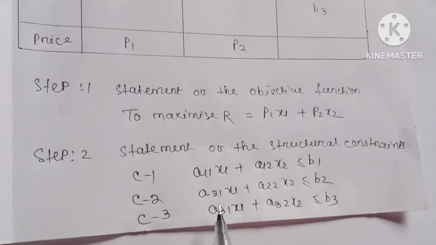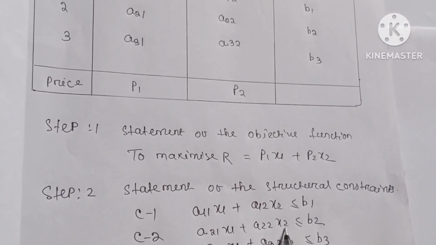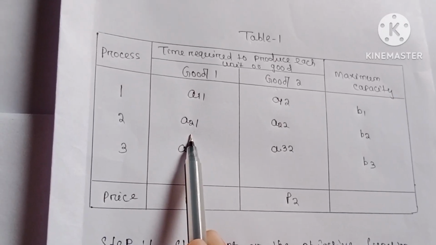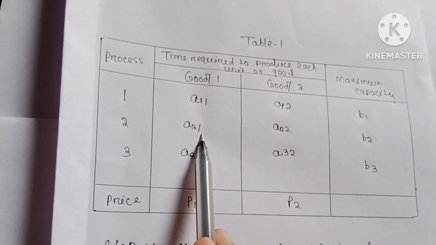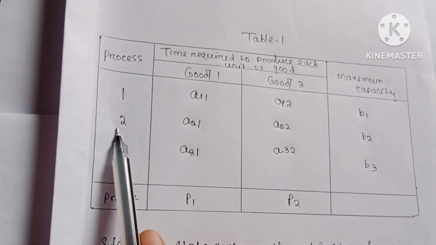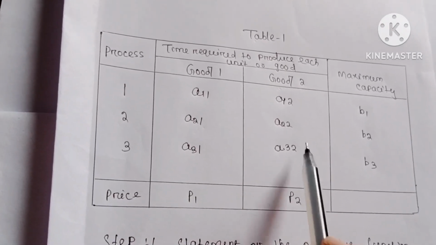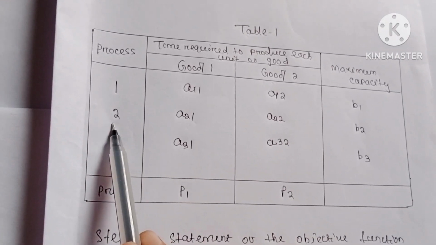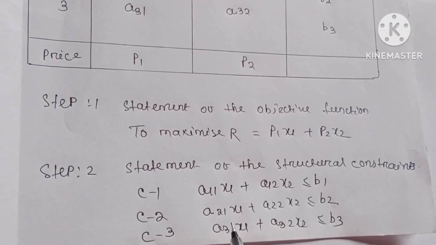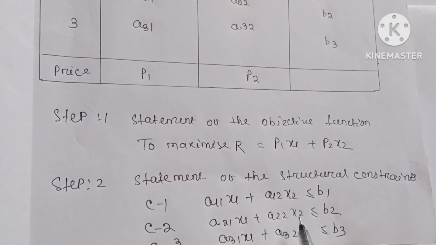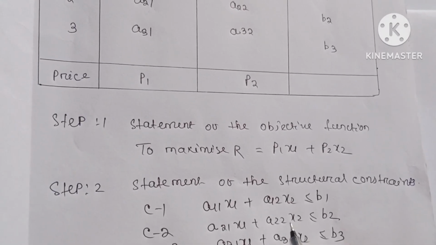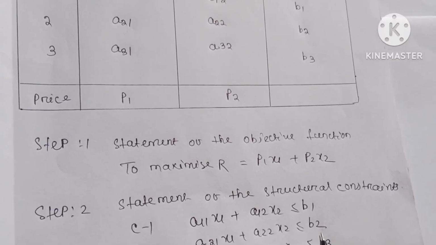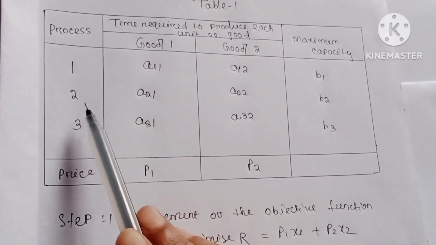Then the next constraint will become a21x1 plus a22x2, and it should be less than or equal to b2. Here a21 represents the time required to produce 1 unit of good 1 in process 2, and a22 represents the time required to produce 1 unit of good 2 in process 2. a21x1 plus a22x2 represents the total time required to produce x1 amount of good 1 and x2 amount of good 2, and this should be less than or equal to b2, the maximum time available in process 2. This is the maximum capacity in process 2.